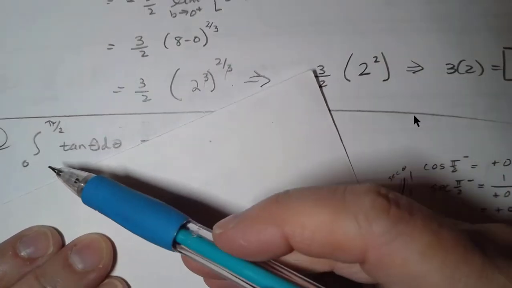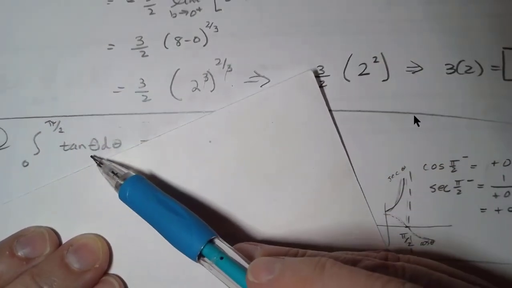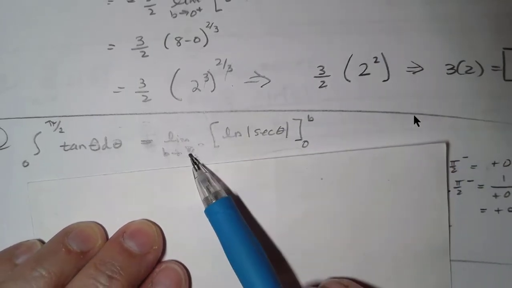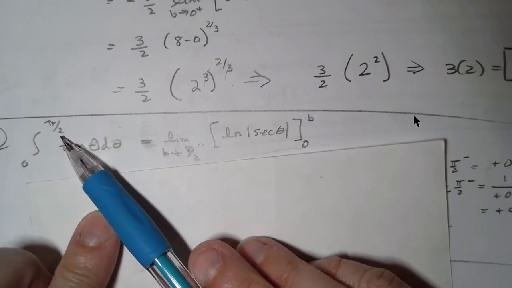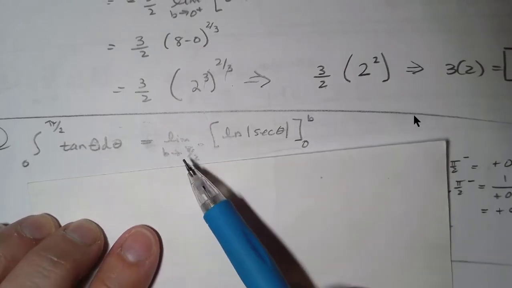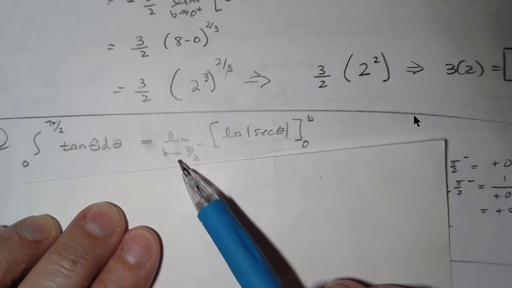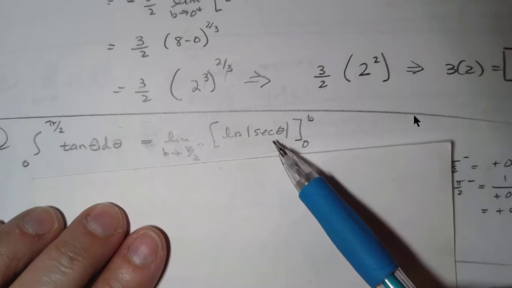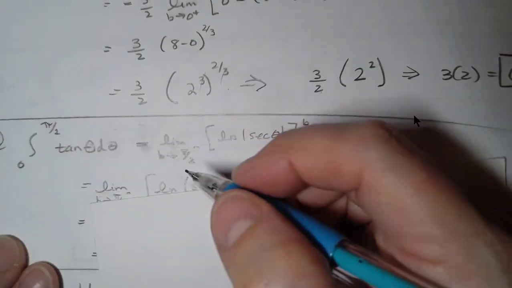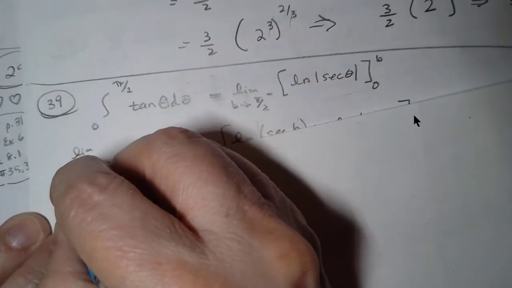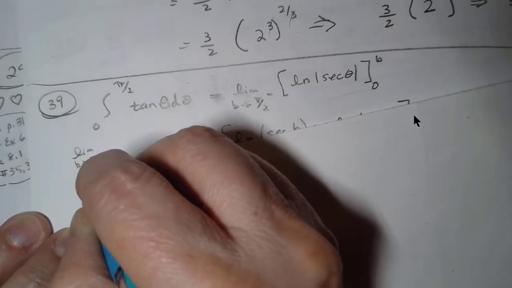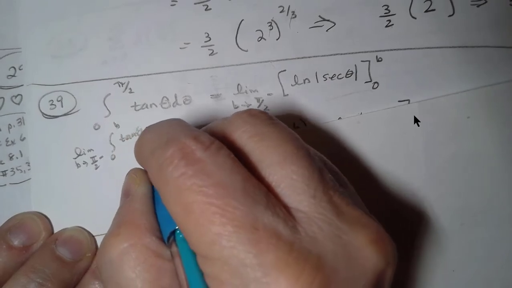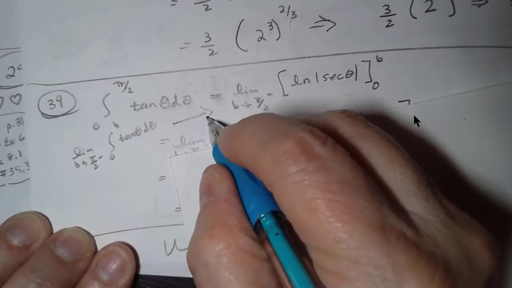Number 39, what you need to remember, 0 to pi over 2, tangent theta d theta. Tangent has its own integration rule. And we know that as we go to pi over 2 on tangent, we're going towards an infinity. So we need to write this as the limit as b goes to pi over 2 from the left-hand side, and then we're going to go ahead and anti-differentiate it. I really should have done this first. The limit as b goes to pi over 2 from the left of 0 to b, tangent theta d theta. I should not skip that step. And now we have this.